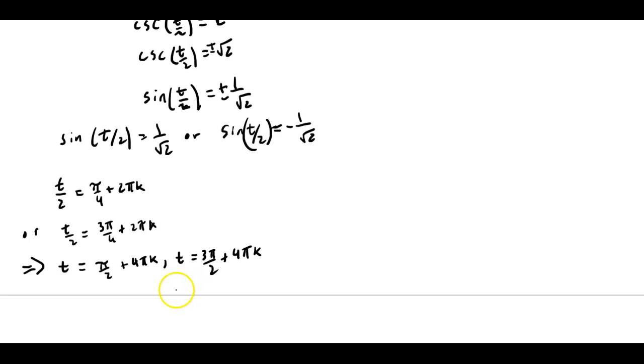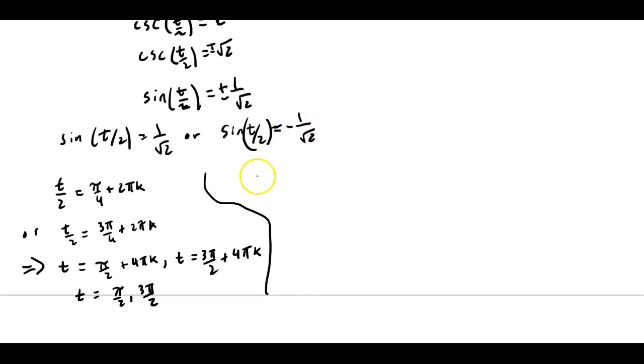Because we want the values to be between pi over 4 and 7 pi over 4, k can only be 0, so that will give us just the two values of pi over 2 and 3 pi over 2. Alright, so that's that part. Then we need to look at when it is negative.